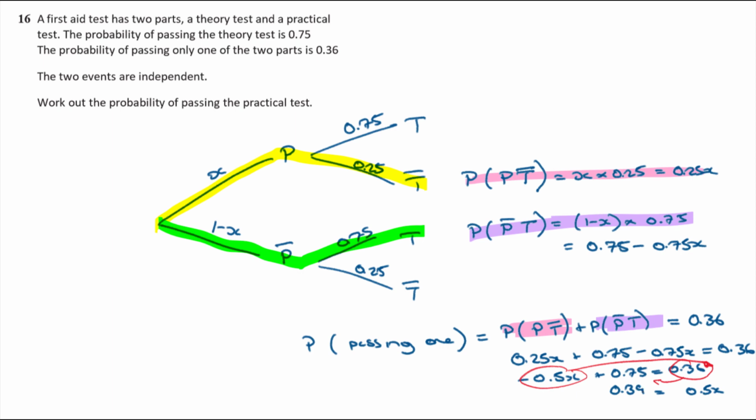So half of x is 0.39, so then x is going to be double that, isn't it? Doubling it up, that's going to be 0.78. Okay, that's my value of x. So work out the probability of passing the practical test. So let's just write that down. Probability passing practical is going to be 0.78, and that's our answer.